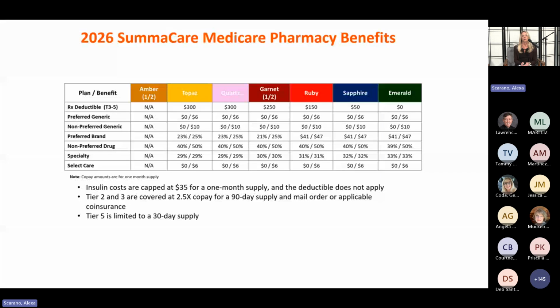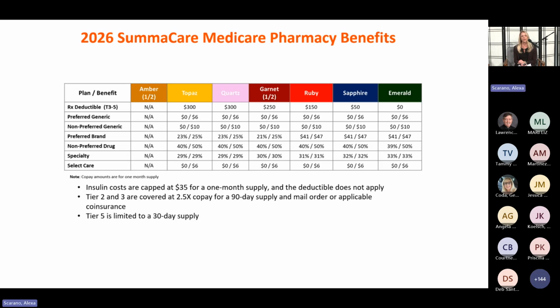Then you'll see that they list cost sharing. The first number listed is at the preferred pharmacies for a 30-day supply, and then the number following will be at the standard Walgreens pharmacies for a 30-day supply. Also of note, we have changed Tier 5 to co-insurance this year for all plans, and Tier 3 is switched to a co-insurance for the Topaz, Ruby, and Garnet plans. I'm sorry, Topaz, Garnet, and Quartz plans.